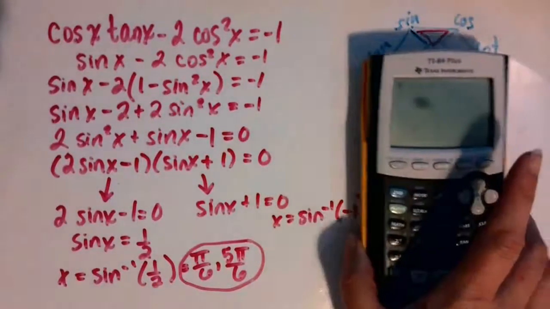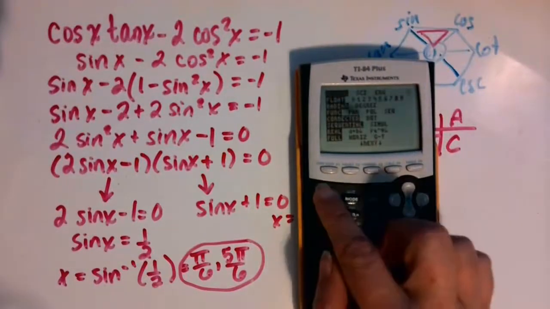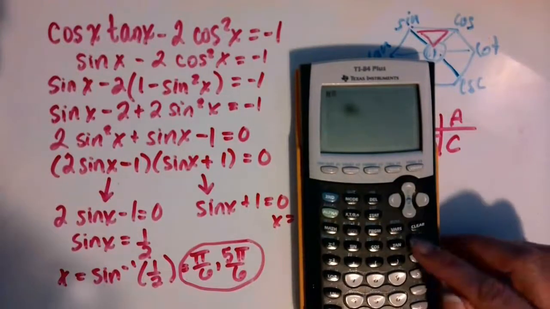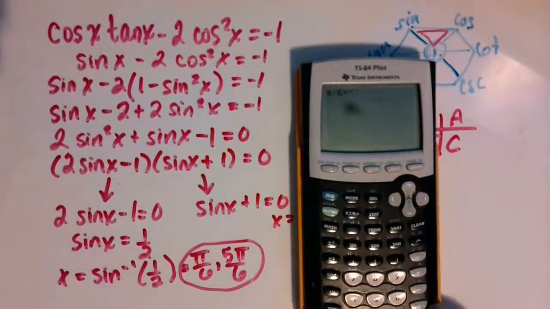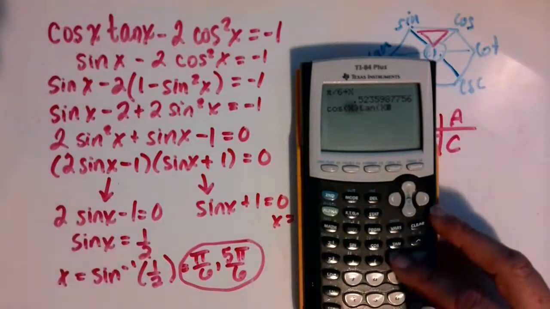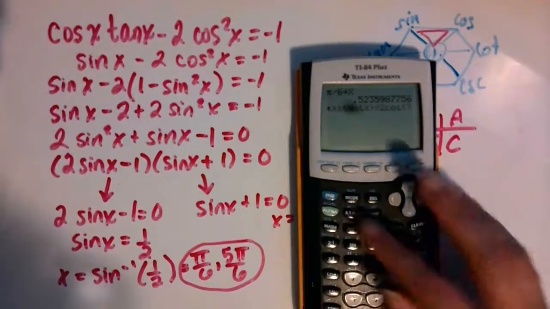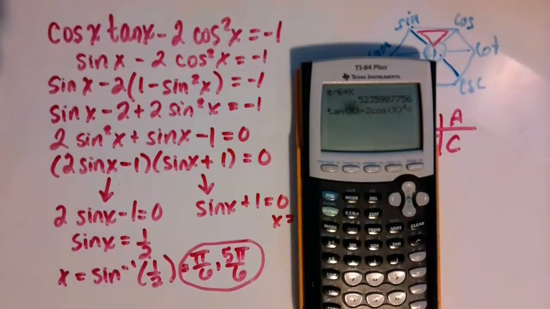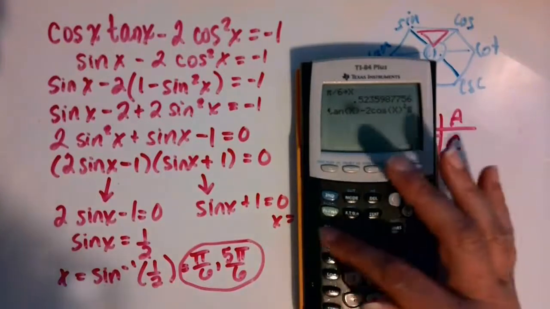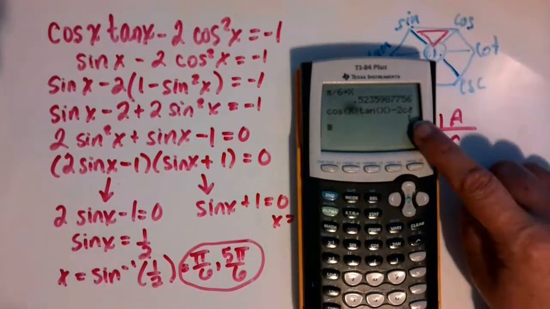So let's see here. We've got to check that we're in radian mode, which we are. Then we're going to store pi over 6 in the calculator as the x and type that in our original equation: cosine x tangent of x minus 2 cosine x squared, and then the equals from the test menu, and we want that to equal -1. And we get back a 1, so we see that that checks.